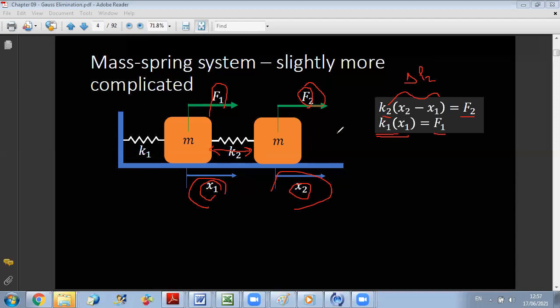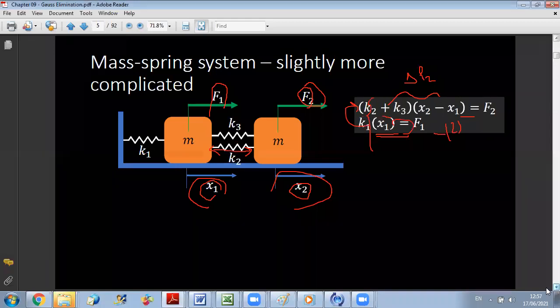So this is a simple example where I have to solve a system of two equations with two unknowns. Here it's a very simple system. I can solve for x1 from equation 2, then replace x1 in equation 1 and solve for it. Okay, but what if I have a high number of masses and a high number of springs?